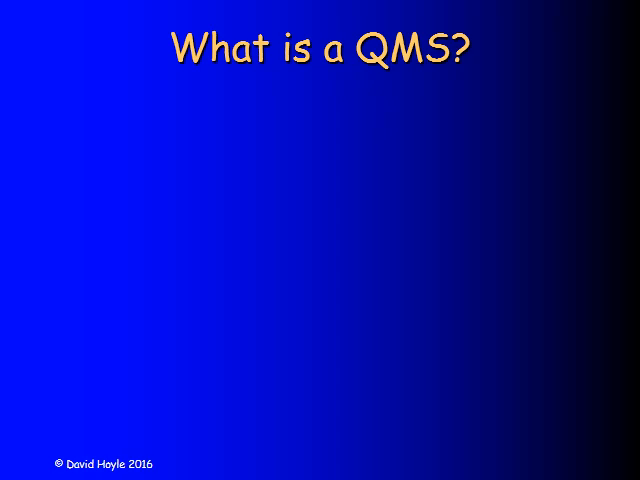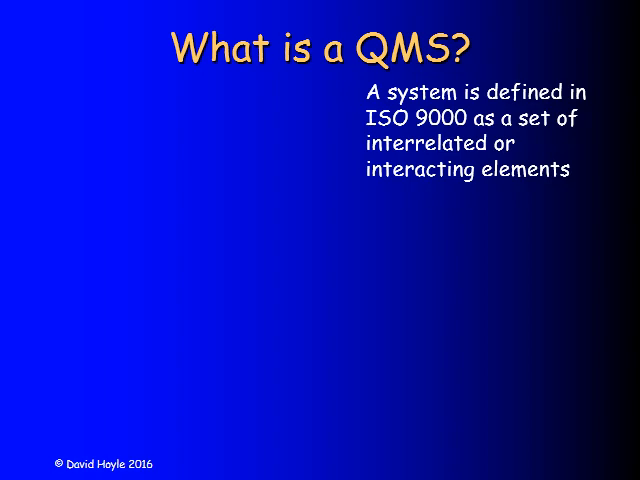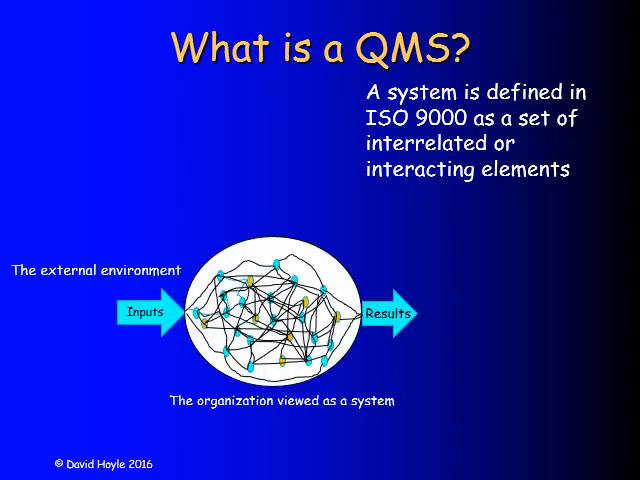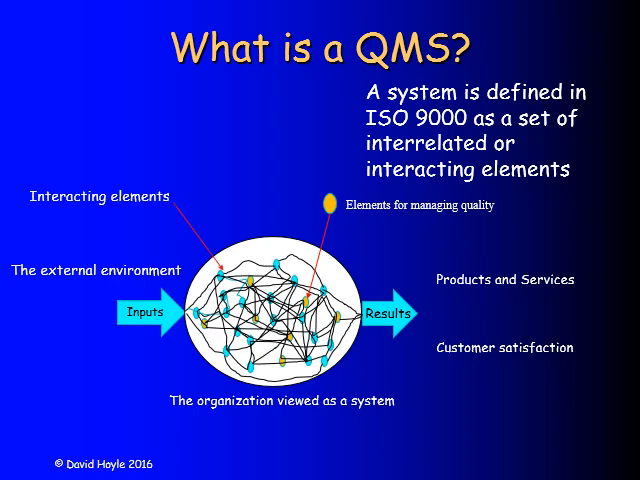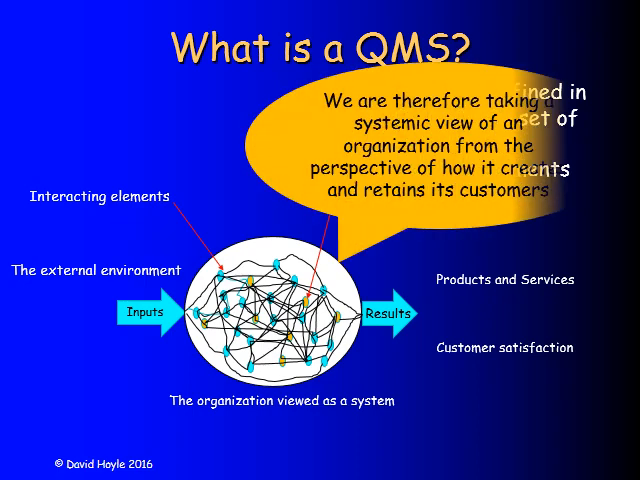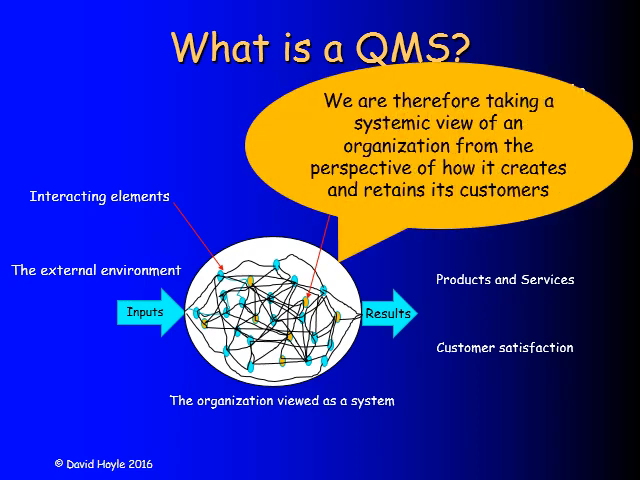And so we come to the thorny question of what is a QMS. ISO 9000 defines a system as a set of interrelated or interacting elements, and therefore, taking the image we presented earlier of an organisation viewed as a system, its inputs come from the external environment and its outputs are products and services, and one of the outcomes is customer satisfaction. The elements for managing quality are those represented by the yellow blobs, which interact with other elements to produce the intended outputs. It is therefore apparent from this that we are taking a systemic view of an organisation from the perspective of how it creates and retains its customers.